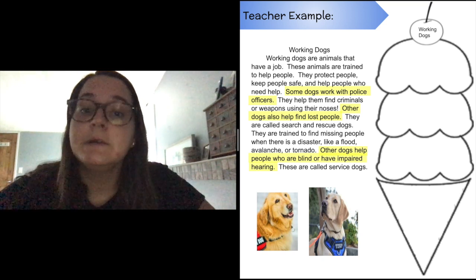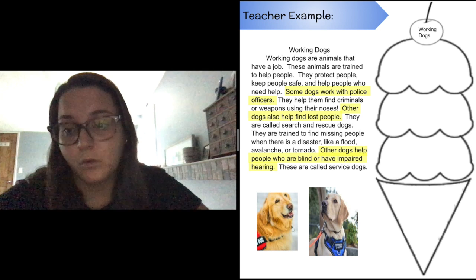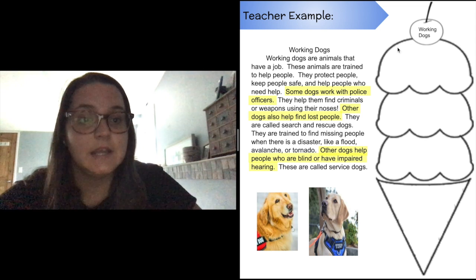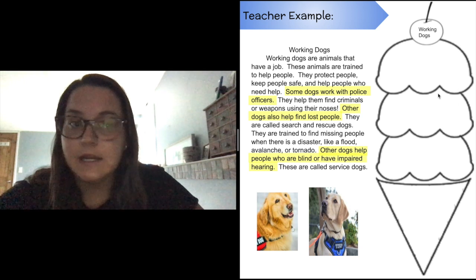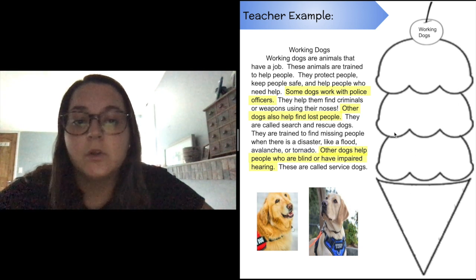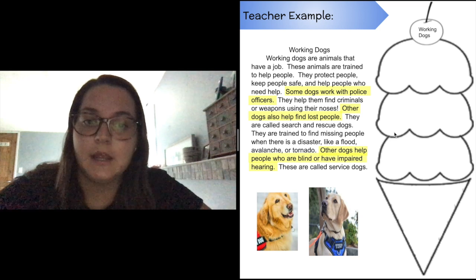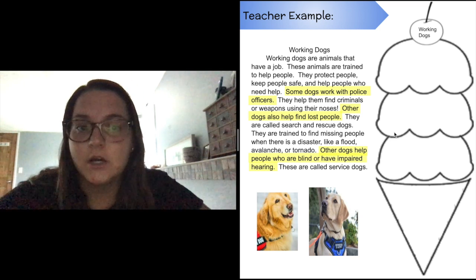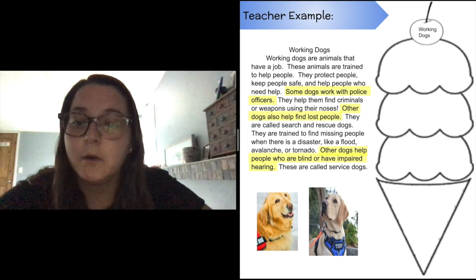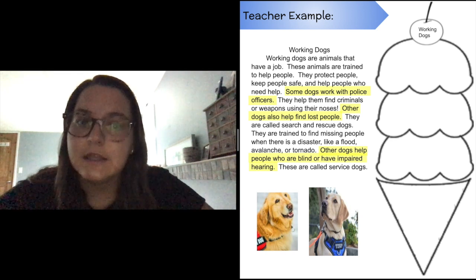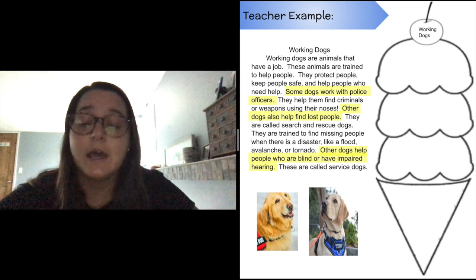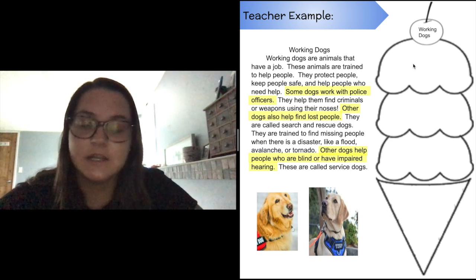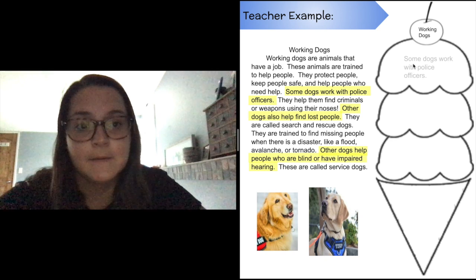So when we do key details in our ice cream cone graphic organizer, we are filling in the ice cream parts of our organizer. So those are going to be where our 3 key details are going to go. So looking back at what I highlighted on my text, I highlighted some dogs work with police officers. And when I reread that, I think to myself, I think that is a very important detail the author gave me about working dogs. So I'm going to go ahead and copy and paste that into that first ice cream part of my ice cream cone.